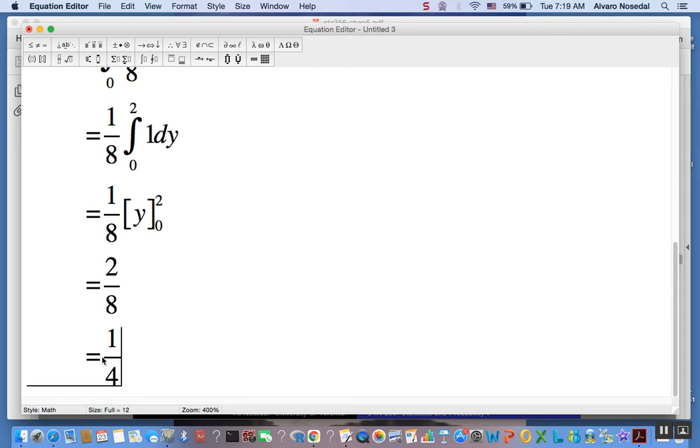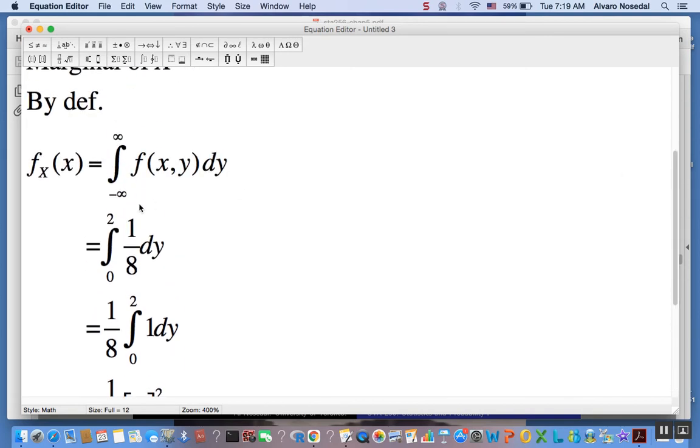Now we need the support, the set of values for which that expression applies.